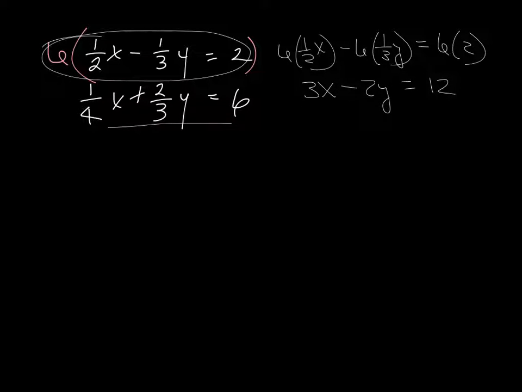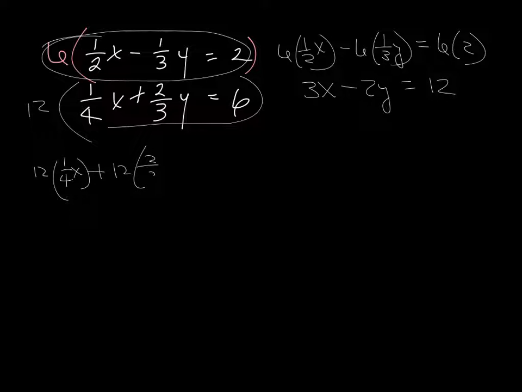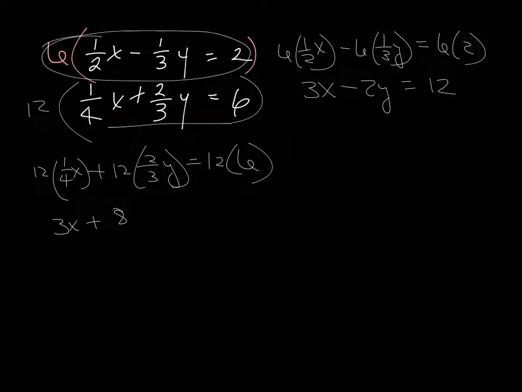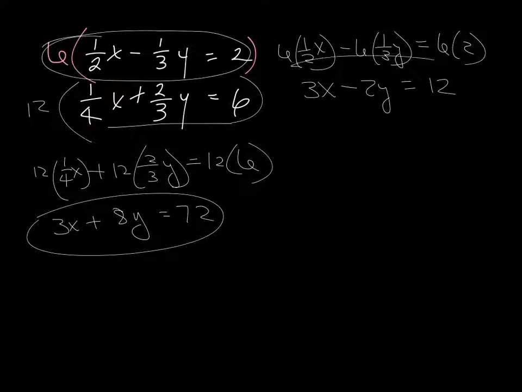Let's do the same thing here. We're going to multiply the whole thing. Common multiple is going to be 12. So let's multiply everything by 12. And that gives us 3x plus 8y equals 72. So there and there are our new equations. So let's go ahead and write them down here.